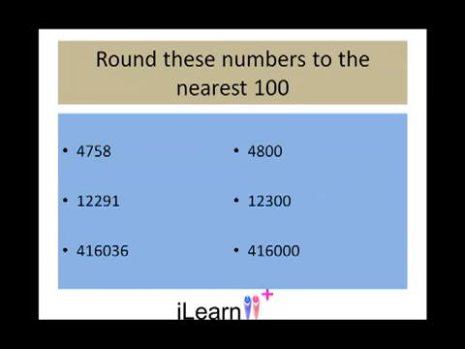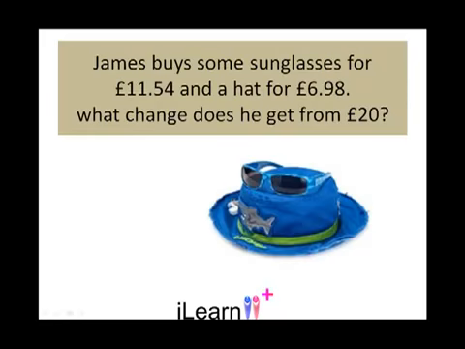Rounding can be really useful, particularly if you need to estimate an answer. James buys some sunglasses for £11.54 and a hat for £6.98. What change does he get from £20?